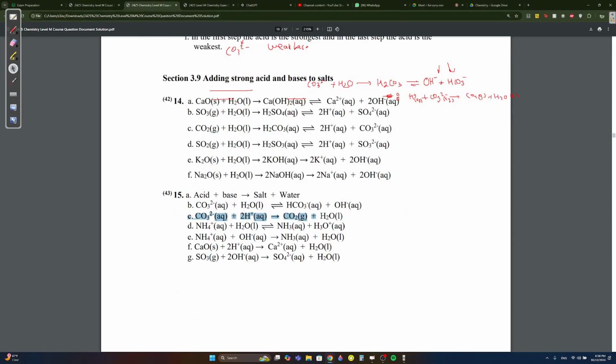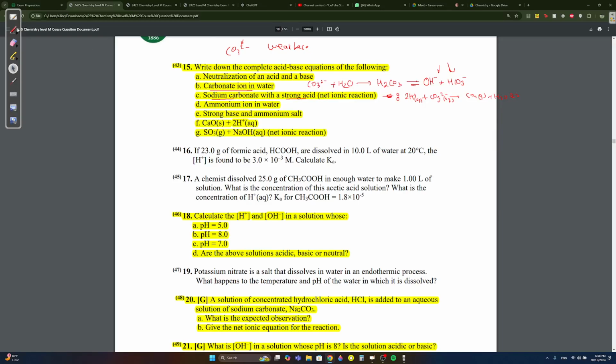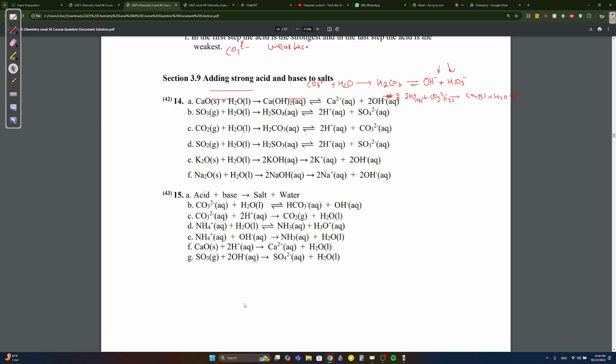Of course, you have to balance. Okay. Ammonium ion in water. Okay, you know what? I'm going to let you memorize this one. Memorize it. Ammonium ion in water gets you ammonia. Ammonia is easy, right? This is the easy part, right?